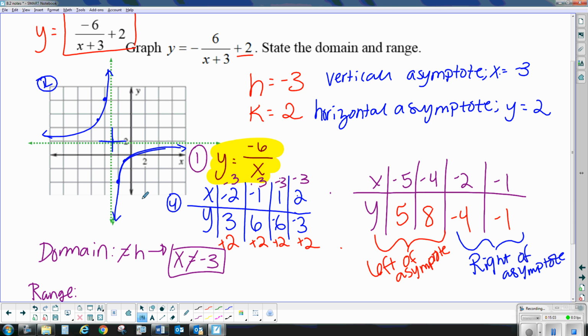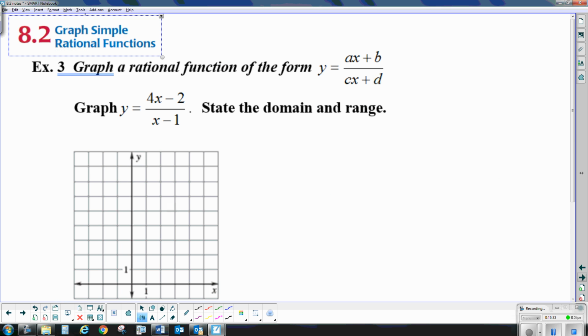And your range is never going to be equal to your k value because that's your horizontal asymptote. So in this example, y does not equal 2. That's your range. It may help just to write that right away so you don't forget like I just did. So as soon as you know your h and your k values, write your domain and write your range. So let's do that right away with this example.